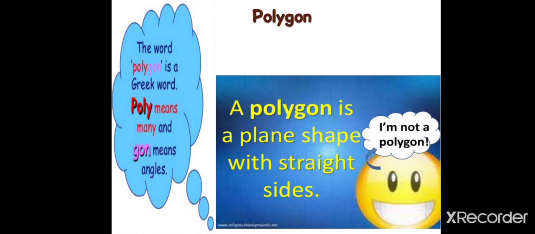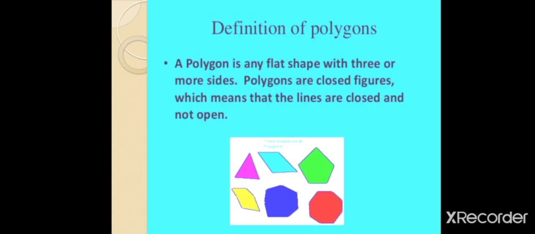Here a smiley face is shown and it is itself saying that I am not a polygon. It is a plane shape with straight sides, and there is no straight side included here. That's why it is not a polygon. Next, the definition of polygon. A polygon is any flat shape with a minimum of three or more sides. This is the first condition.